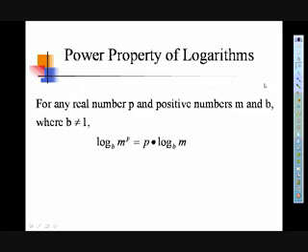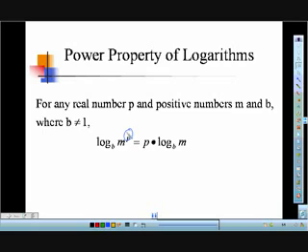And the third property of logarithms is called the power property. For any real number p and positive numbers m and b, where b does not equal 1, the log base b of m to the p equals p times log base b of m. So basically, you can bring that exponent to the front, and it becomes multiplication by that number.